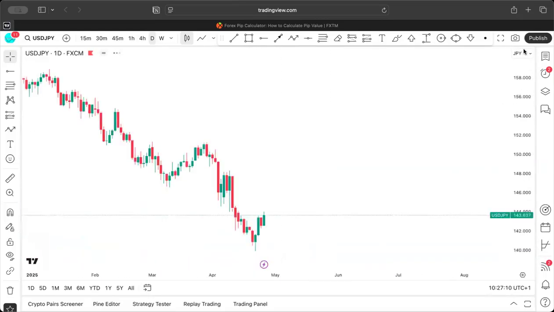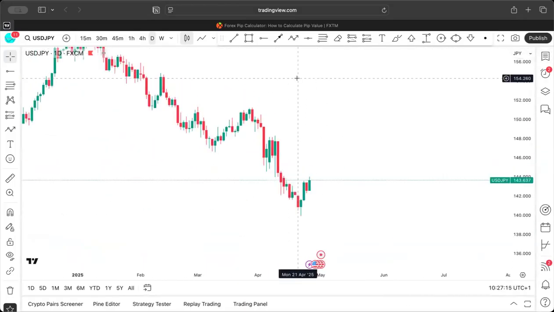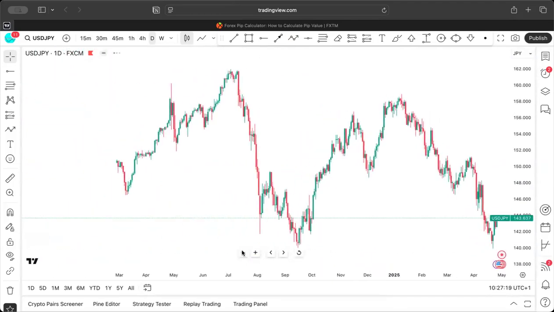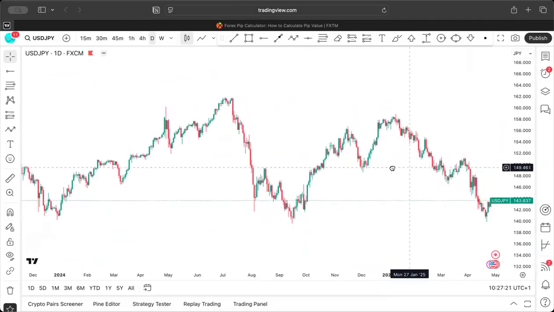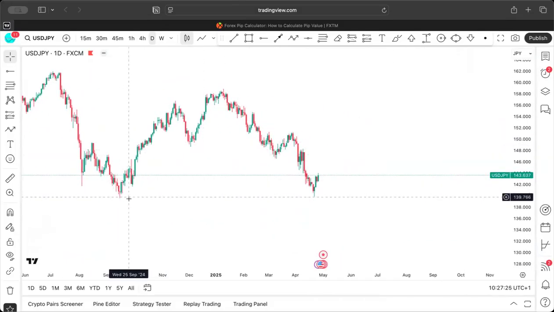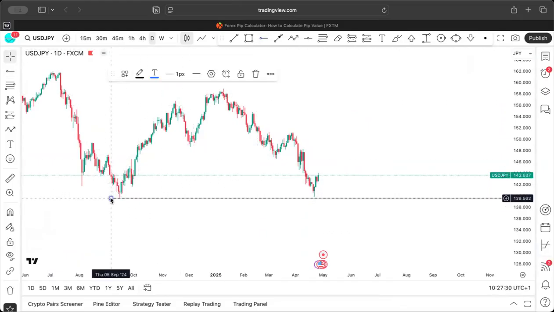So next on our list, I think this is the last pair I'll be looking at, is USD JPY. So on USD JPY, like I always told you guys, I really don't give a damn about what is happening around here. I only use this previous support and resistance level as my take profit.